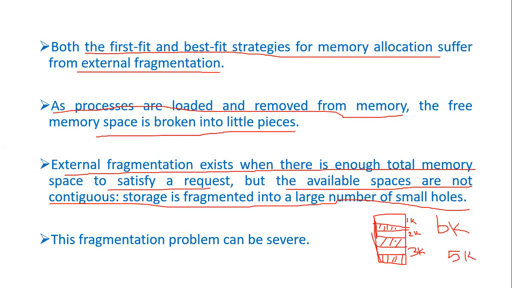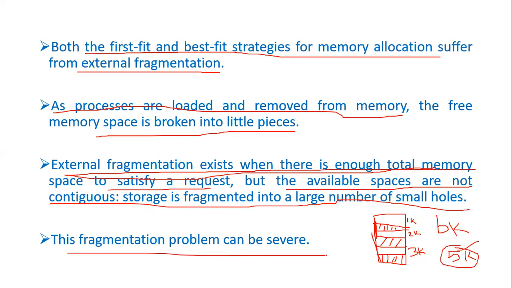It's not like 1 KB here, 2 KB here, 3 KB there. I cannot allocate 3 KB here and 2 KB here for this process. I need 5 KB of space continuously. So in this case, even though free space is available, I'm unable to allocate the file or process here. That's the problem. External fragmentation exists when there is enough total memory space to satisfy the request, but the available spaces are not contiguous. Here I need only 5 KB; it's really available, but I'm unable to allocate because it's not contiguous. So the storage is fragmented into a large number of small holes.